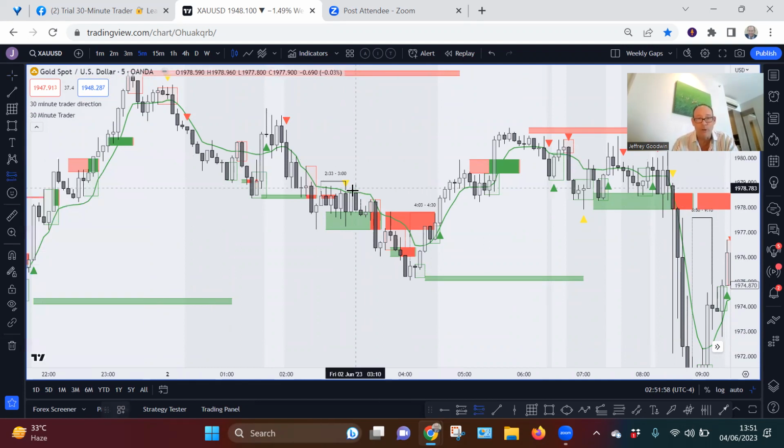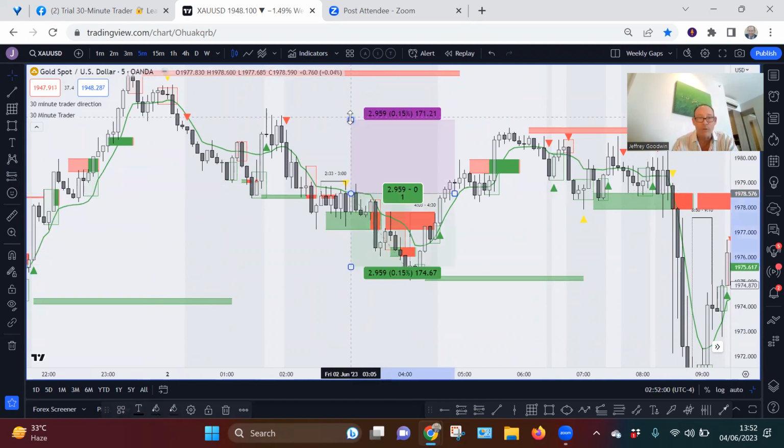Do we take this or do we not? So let's take it from there. This would obviously go above there. You have to watch your broker spread.